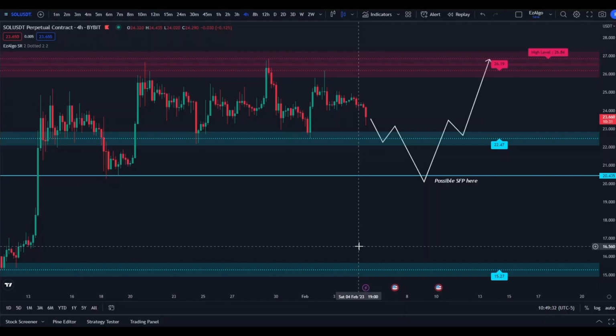So I don't really manually draw support and resistance levels anymore. I pretty much just load in the EzAlgo SR and base my higher time frame trades off of these key levels. And if you're just starting out, there's absolutely no need for you to be scalping on the 1 minute to 5 minute time frame if you're not yet profitable on a higher time frame.